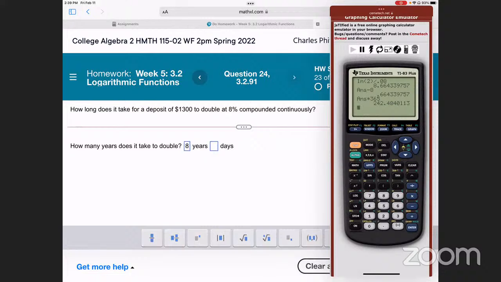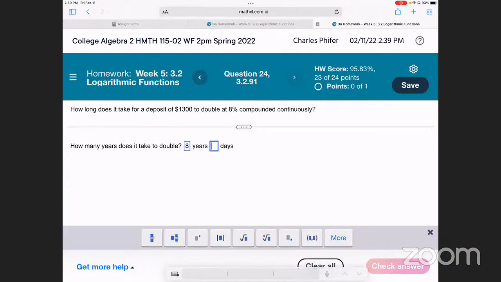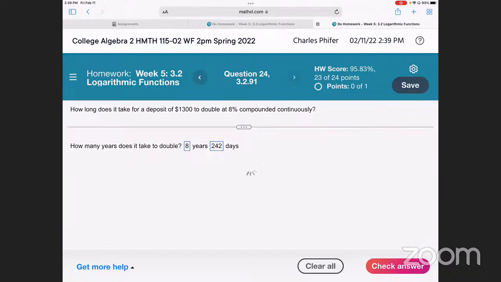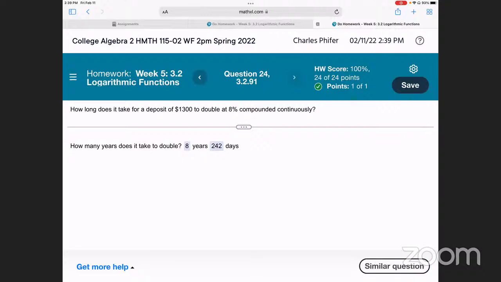Let's see. 242. Let's see if it accepts that. If it doesn't accept that, we'll do 243. Then we might be screwed. I think that was it, right?